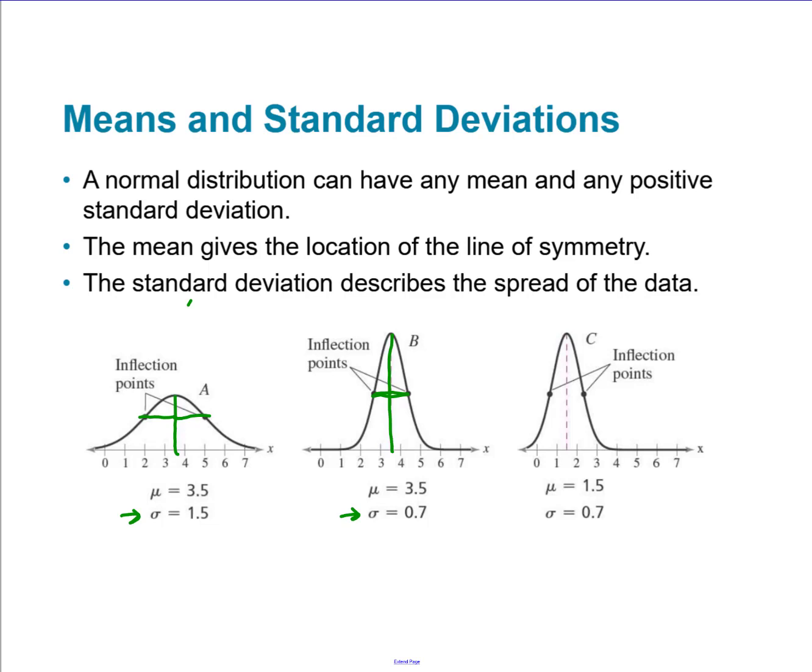Similarly, notice on graph C, the standard deviation is the same as it is for B. So it's 1.7, but our mean is different. Our mean is 1.5. What that's done is shifted the middle of our graph down, but the width of it is going to be the same as graph B.